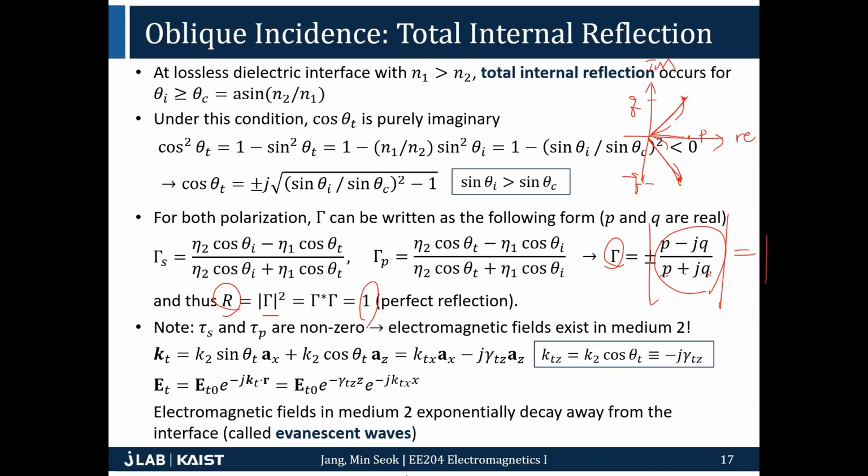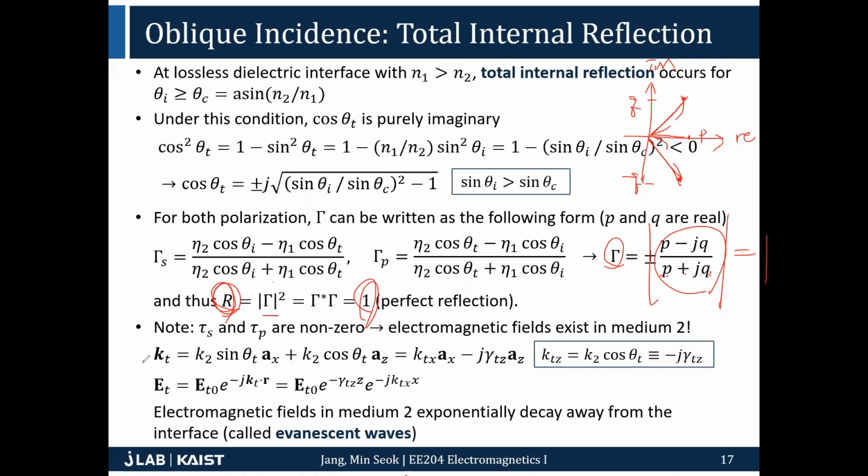Right? So what I wanted to say here is that even when the incidence angle is in the regime of total internal reflection, you can still apply all these equations, and you can actually obtain the reflectance equals 1. Okay, it's no problem applying the previously learned equations, even in the total internal reflection case.